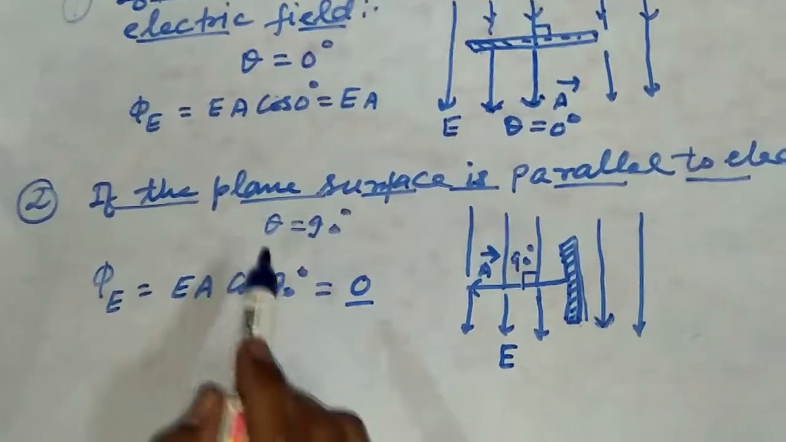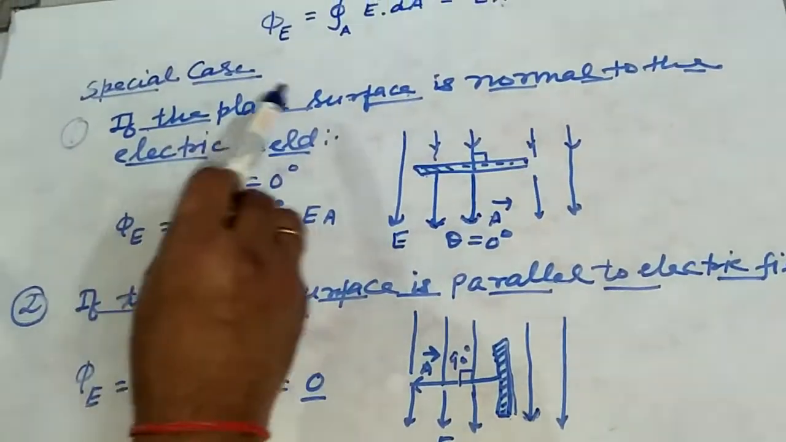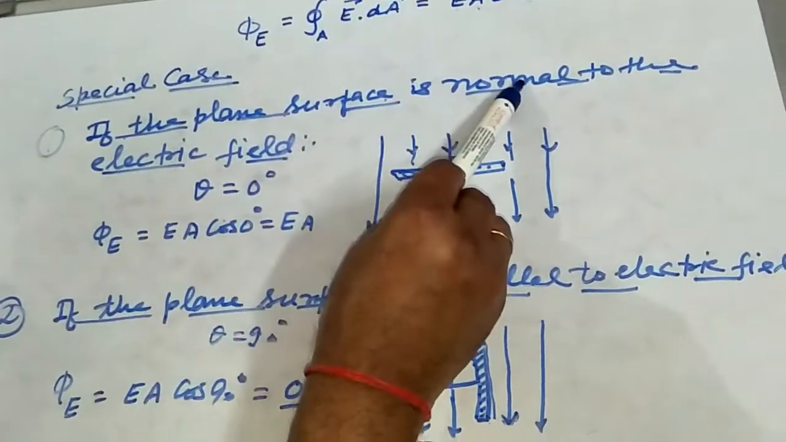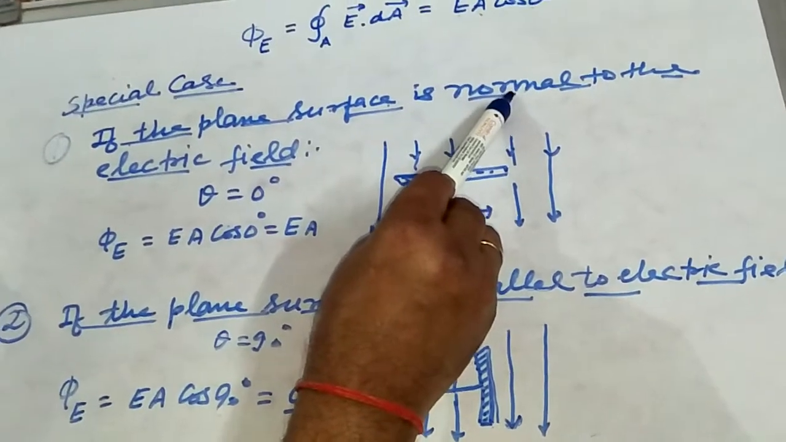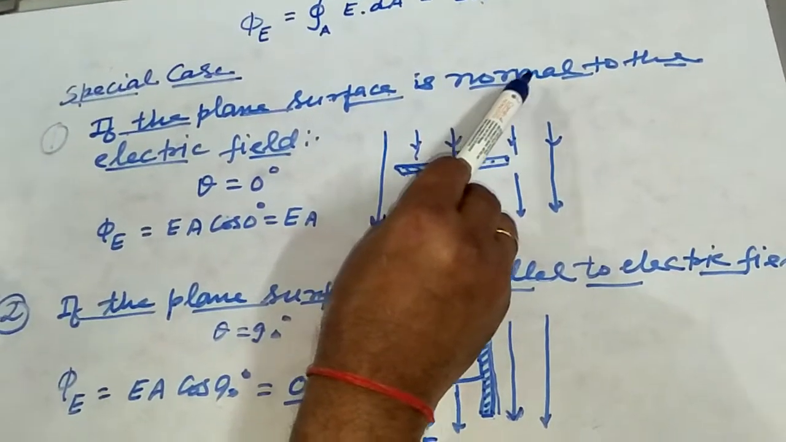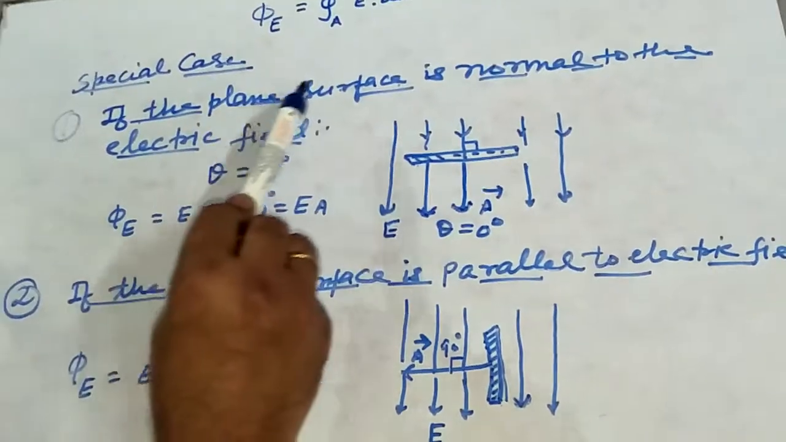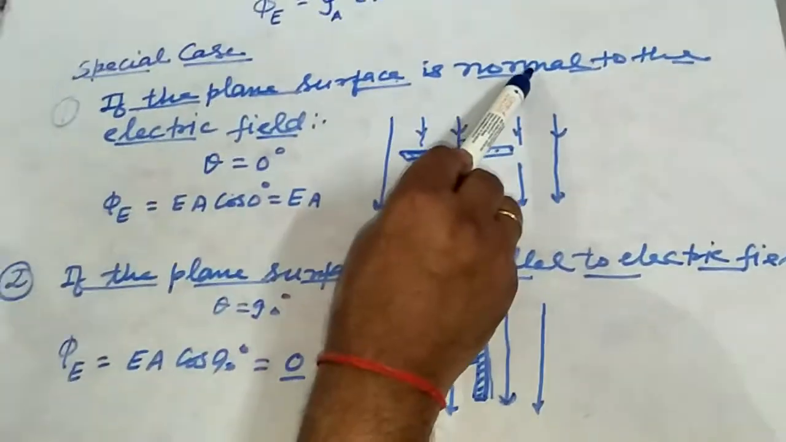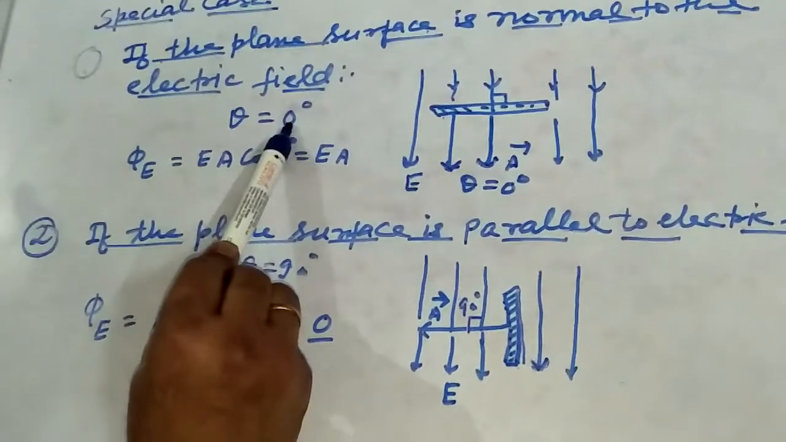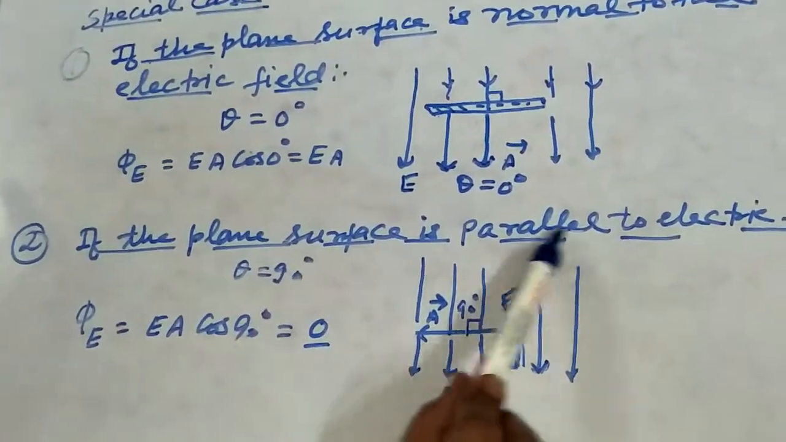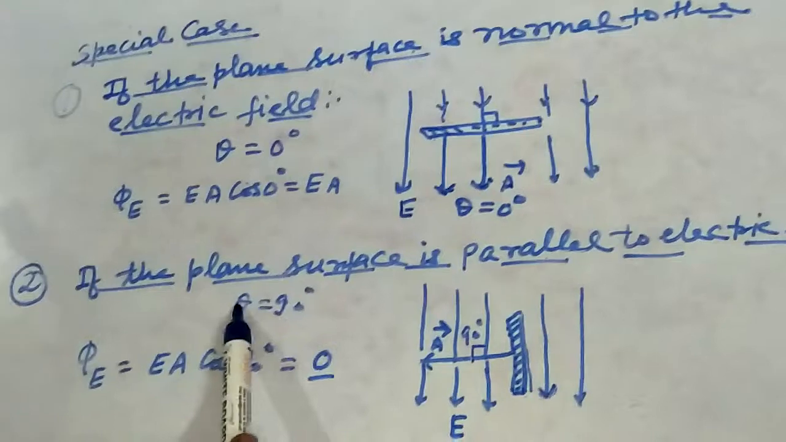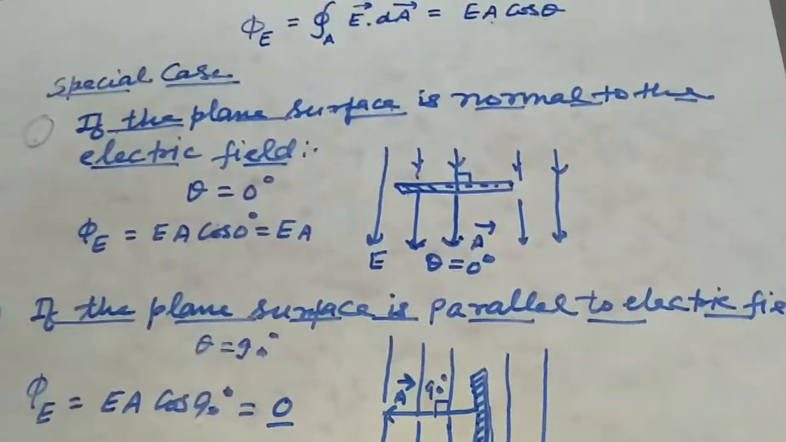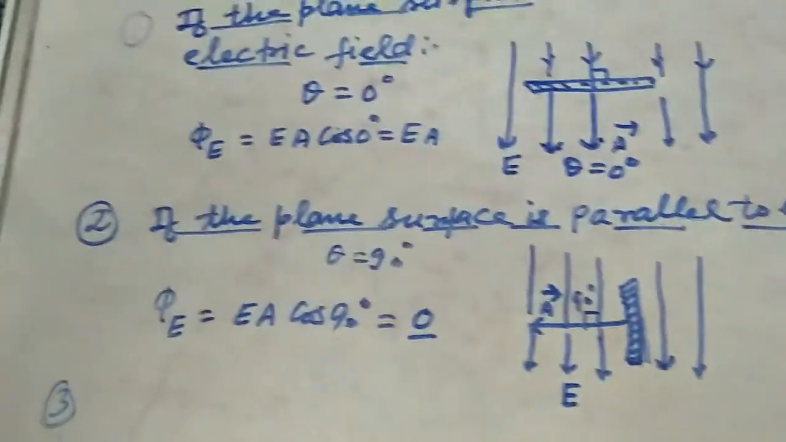Dear student, please don't get confused in this one. If the plane surface is normal, then generally a misconception arises in the student's mind. Normal means 90 degrees, but be careful, especially when solving numericals. If the surface is normal, then theta is equal to 0 degrees, and if the surface is parallel to the electric field, then theta is equal to 90 degrees. And the third case is what?